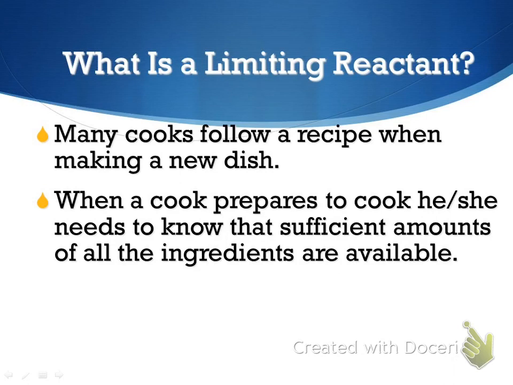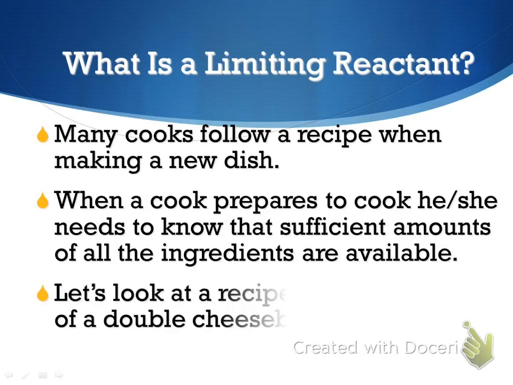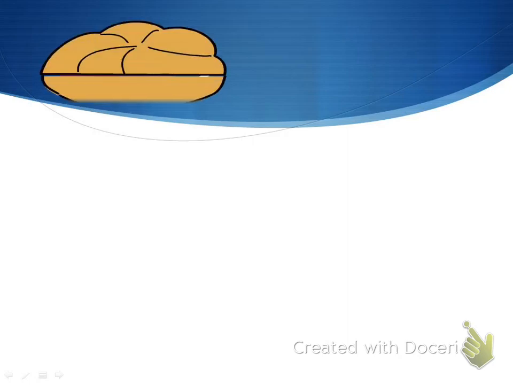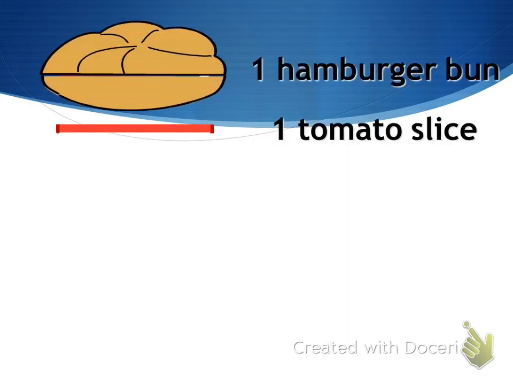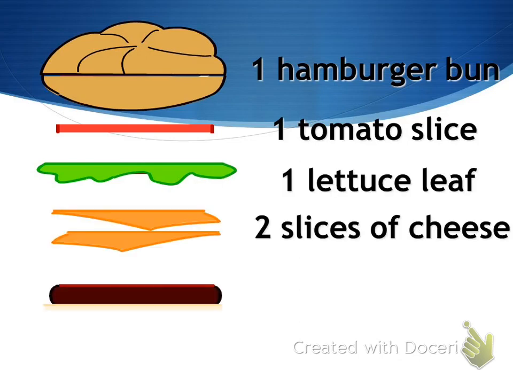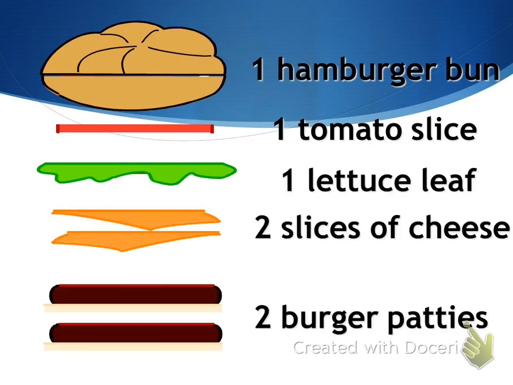If I needed 2 cups of sugar and a stick of butter or whatever, and I have everything else except I only have 2.5 cups of flour and I need 5, that's my limiting reactant. Does that kind of make sense? It's going to run out before everything else, so it limits the amount of product that I can make. Okay? So if I'm going to make a cheeseburger, I need a hamburger bun, a tomato slice, lettuce, cheese, and burger. That's my recipe for a double cheeseburger.